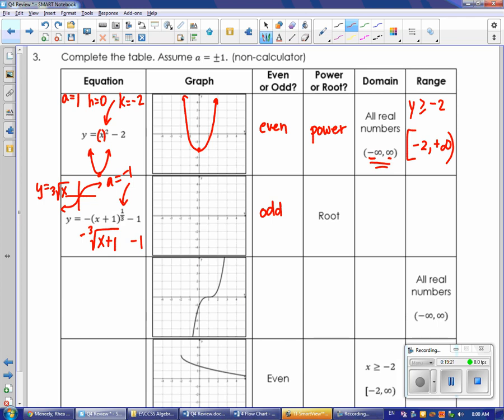My value of h is also negative 1, because remember, if underneath the quantity is x minus h, I have to take the opposite. And then my k value is also negative 1. So I'm going to go ahead and start by plotting my negative 1, my hk.